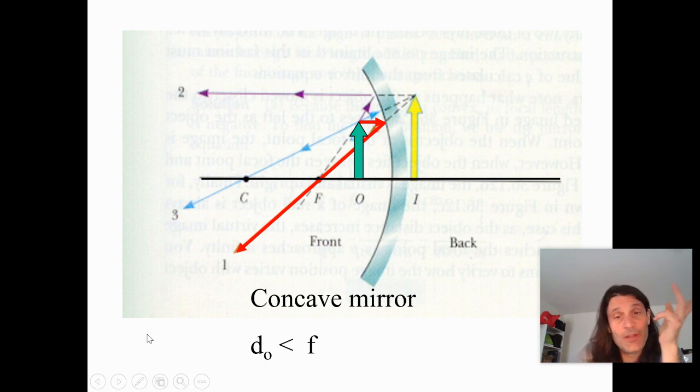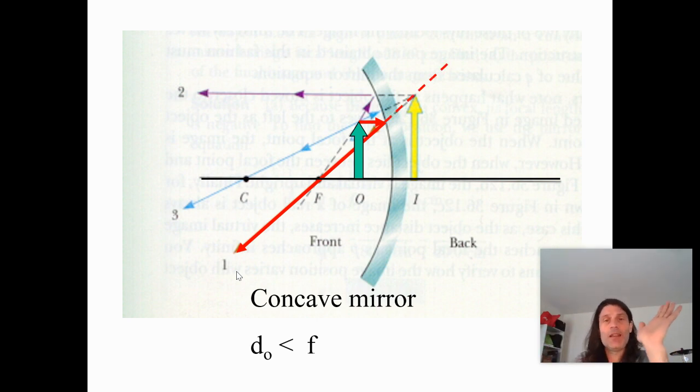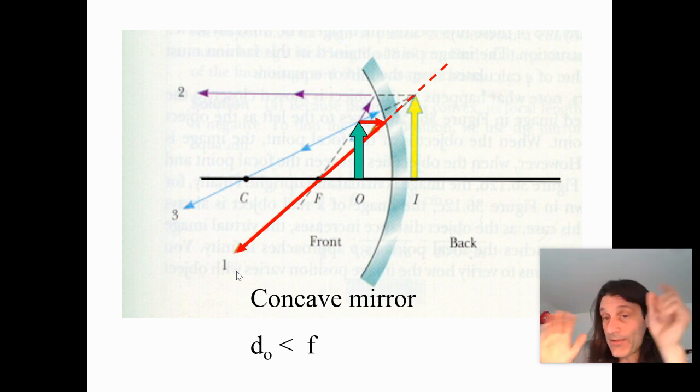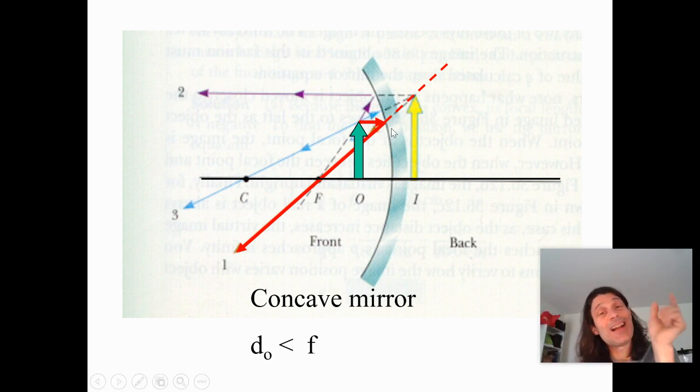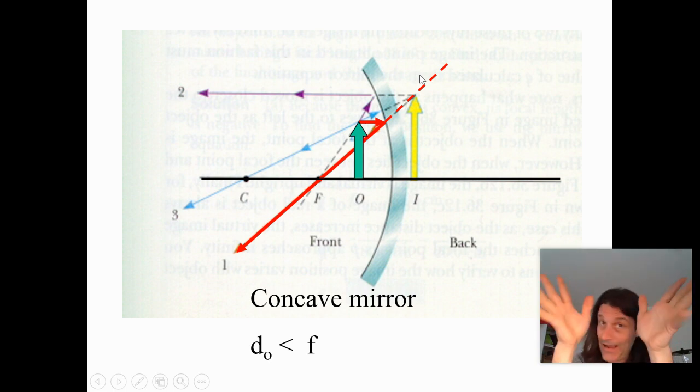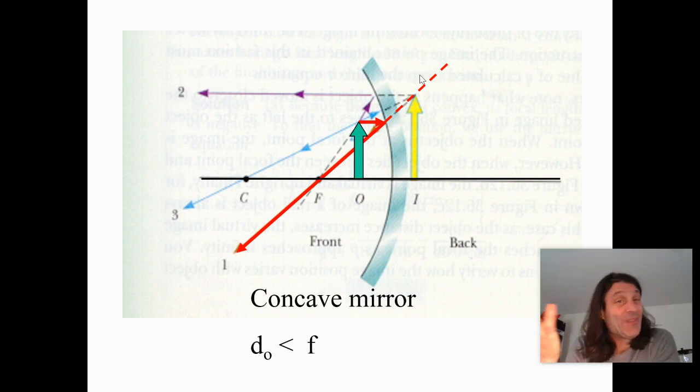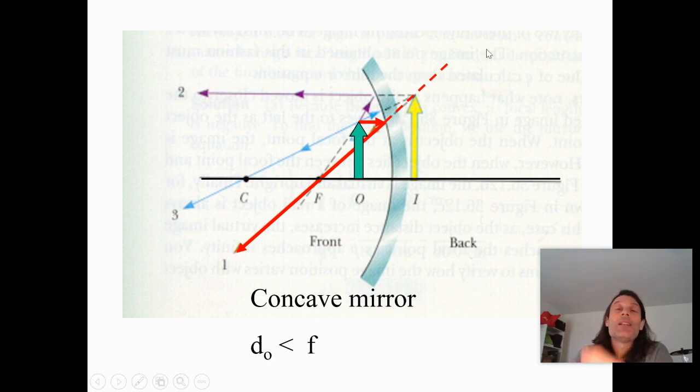Remember, if you're looking in the mirror, your eyeballs are going to be over here somewhere. Your eyeball can't tell the difference between this reflected light ray and a light ray that's not reflected. So what your eyeball does is it takes that reflected light ray and thinks it originated somewhere behind the mirror. And so these dotted lines are virtual. They don't exist. They're not real. Your eyeball just thinks they are. And so that dotted line going behind the mirror means we're probably going to have a virtual image.